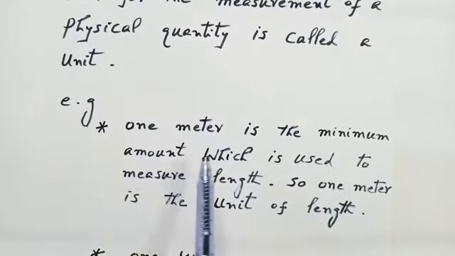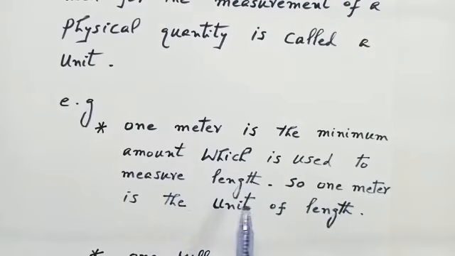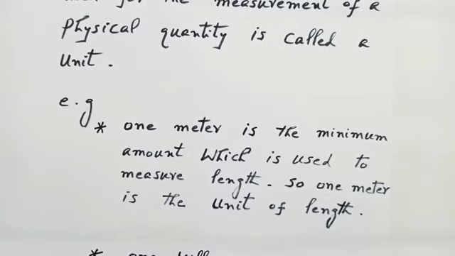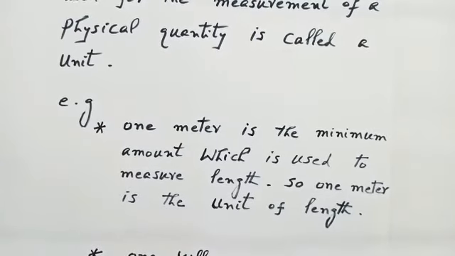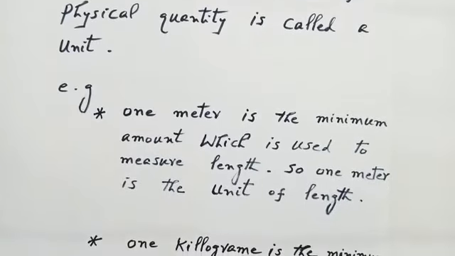One meter is the minimum amount which is used to measure length. So 1 meter is the unit of length, because 1 meter is the minimum amount which is used for the measurement of length.